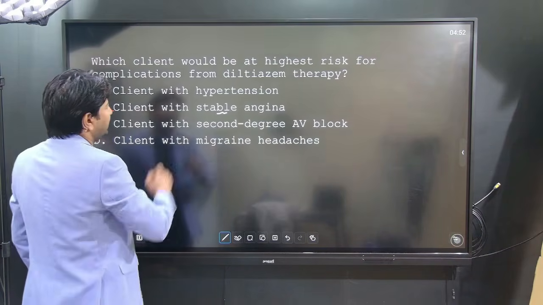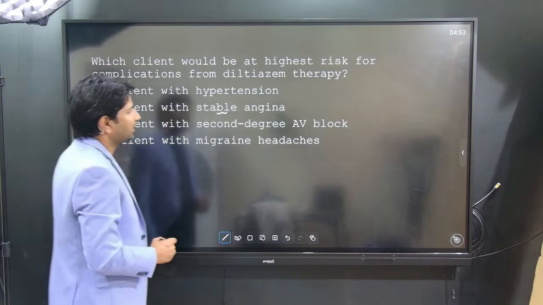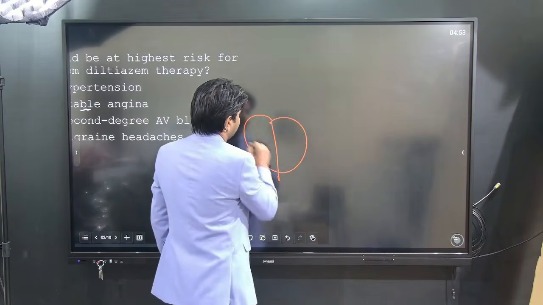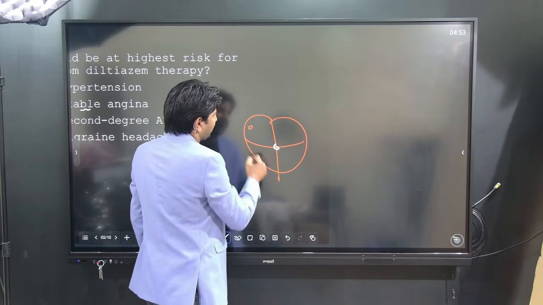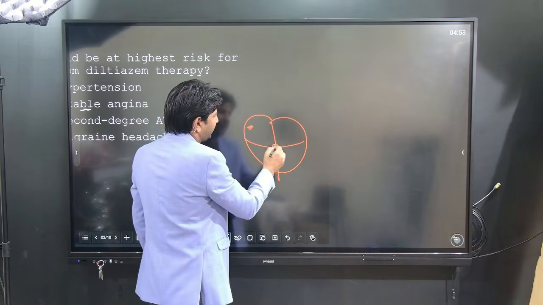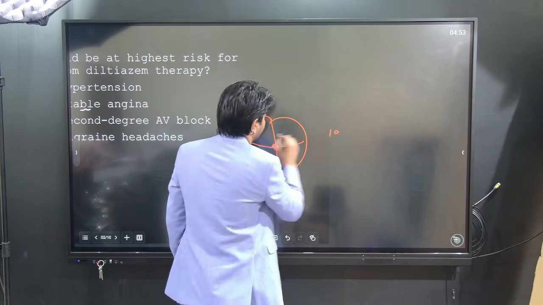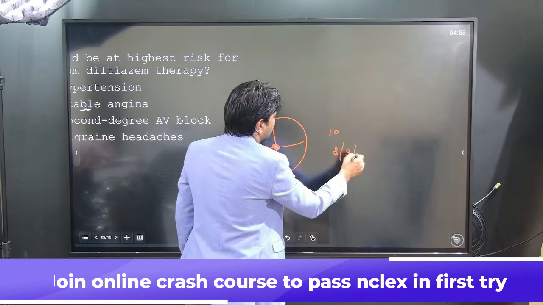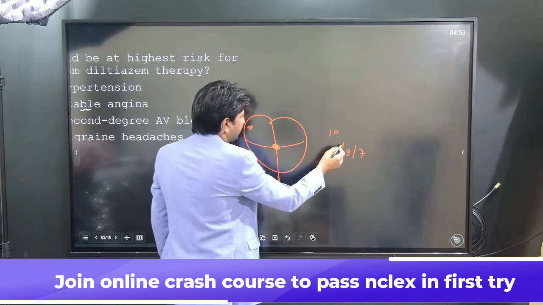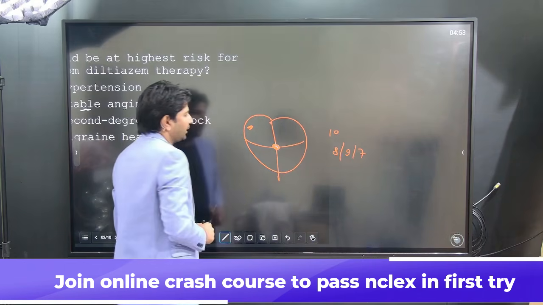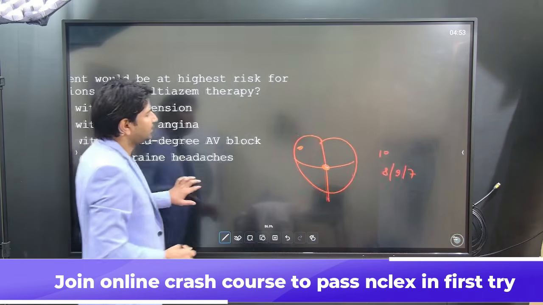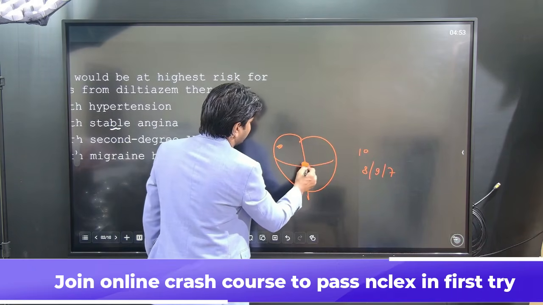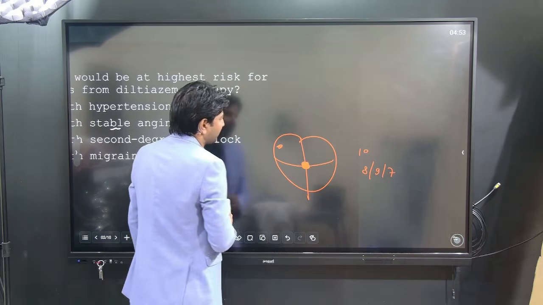Client with second-degree heart block. If there's a second-degree heart block in the client, what do we mean by heart block? This is our heart, and this is the SA node and the AV node. In a second-degree heart block, suppose 10 impulses are generated. Of those 10 impulses from the atria, only 8, 9, or 7 reach the ventricle. This is a second-degree heart block, and this occurs due to an abnormality in the AV node, meaning the AV node is not working properly, or we can say that the AV node is working less.